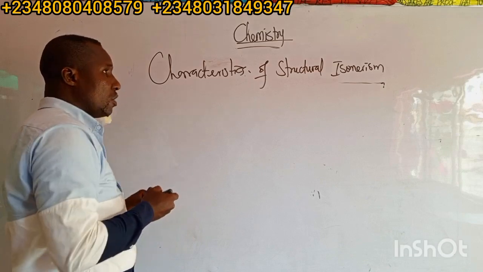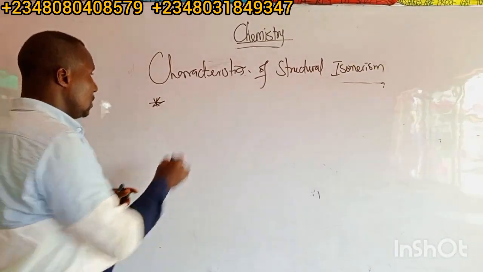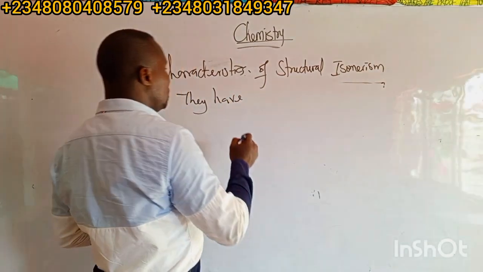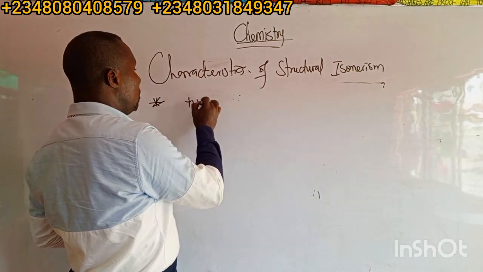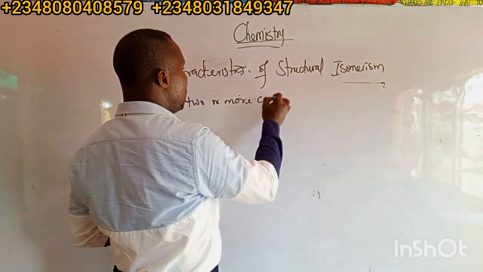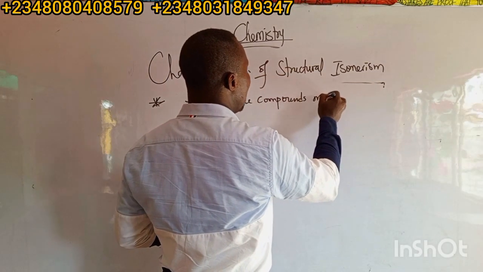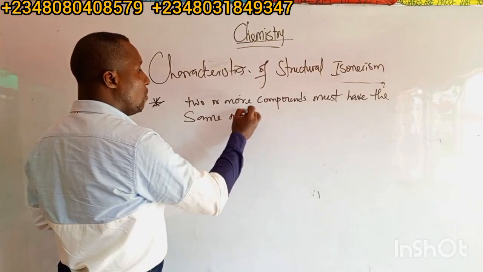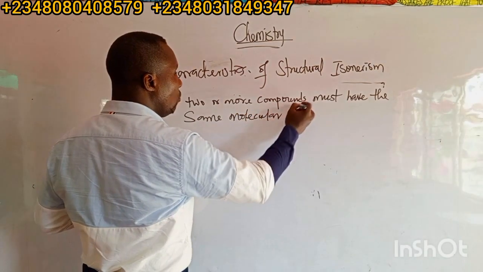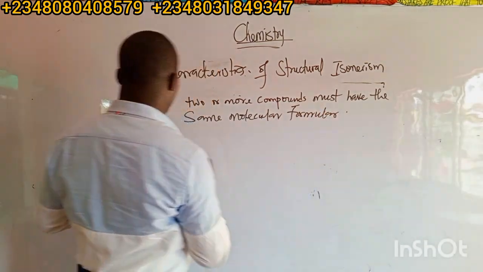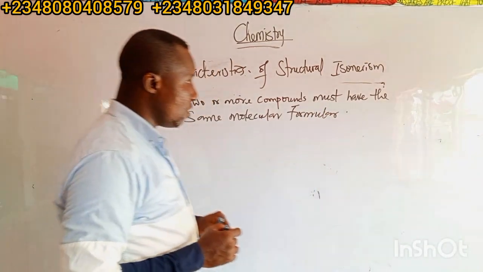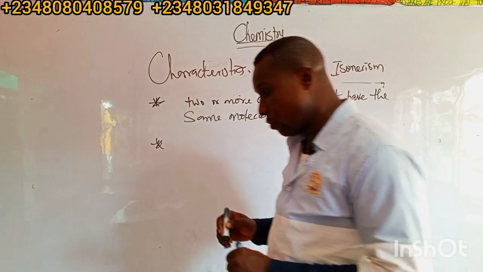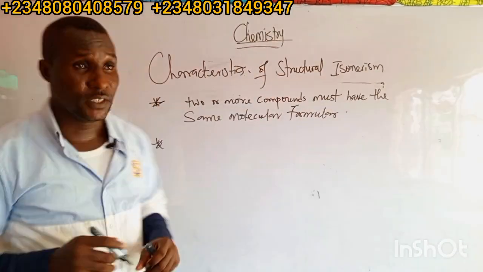Characteristics of structural isomerism. Number one, when you have two or more compounds, they must have the same molecular formula. That was the first one. Number two, that means two or more compounds must have the same molecular formula, they must have the same molecular formula.